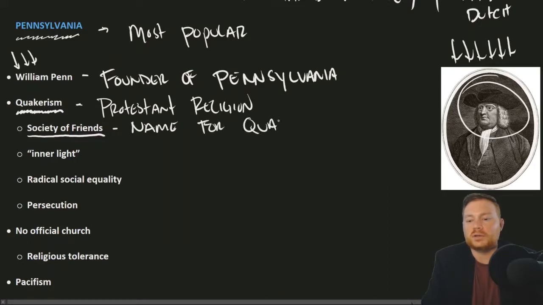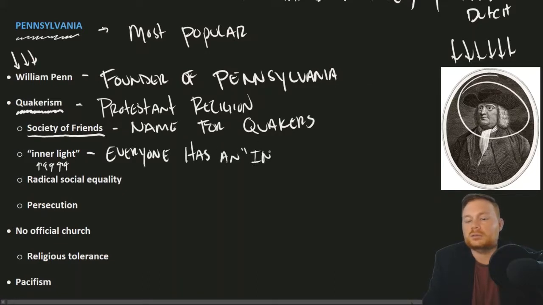Another name for the Quakers, basically. But most important to the Quaker belief system is this idea of the inner light. And that is the idea, kind of like a soul, you can think of it as. But the idea is that everyone has an inner light. And you just need to kind of cultivate it in order to bring it out.